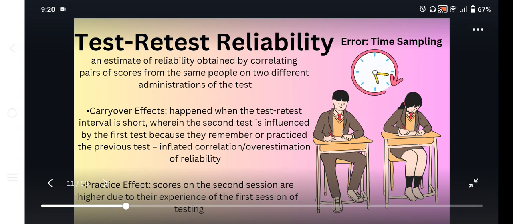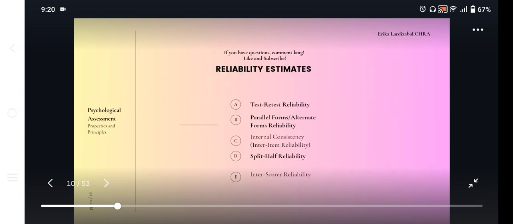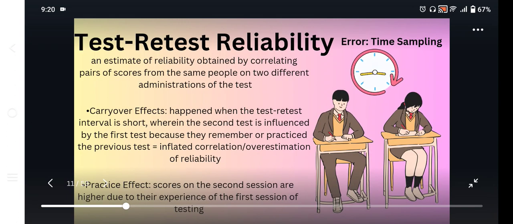So guys, ito. Reliability estimate natin. Define muna natin what is test-retest reliability. Take note nyo lang guys na we're looking for the error nito is for the time sampling. Okay?